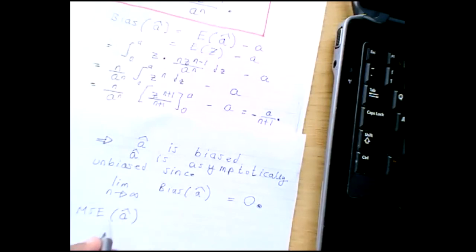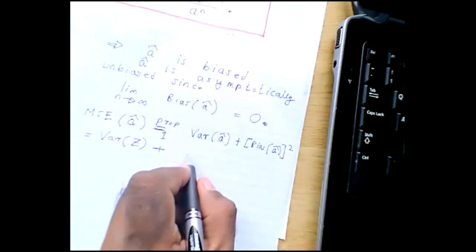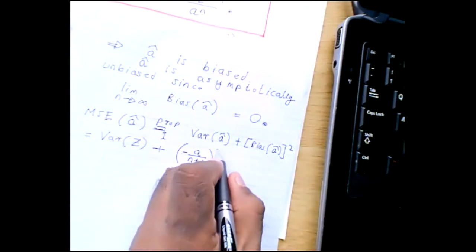All right, to find the MSE, I'm going to use property 1. Remember property 1 from last week. It says that this is the same as the variance of A hat plus the square of the bias, right? So this will be the variance of Z, remember I called A hat equal to Z in my earlier part, and the bias, we know, is minus A over n plus 1. And you square this, right?